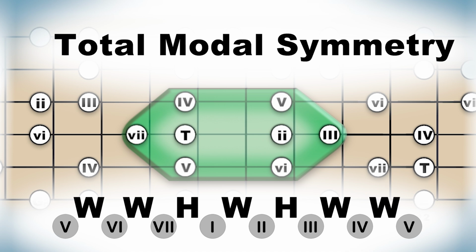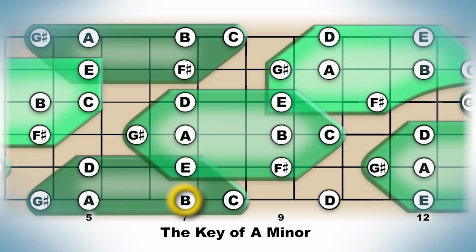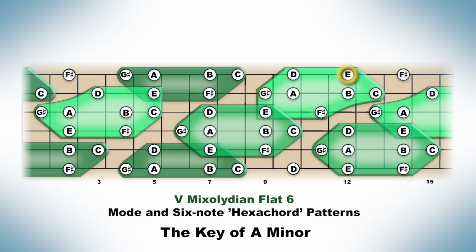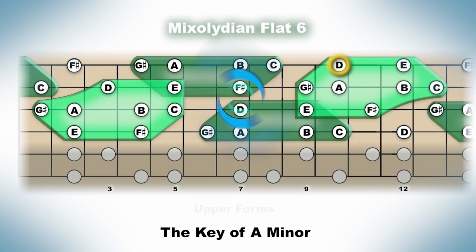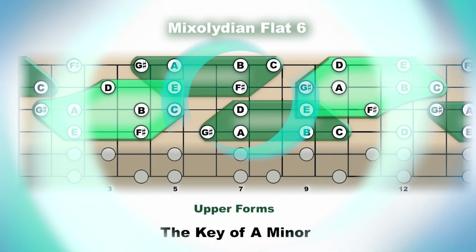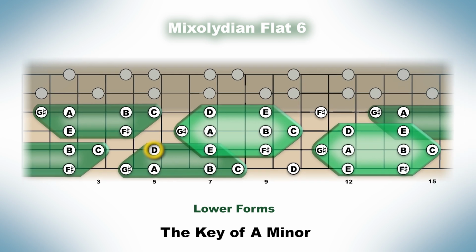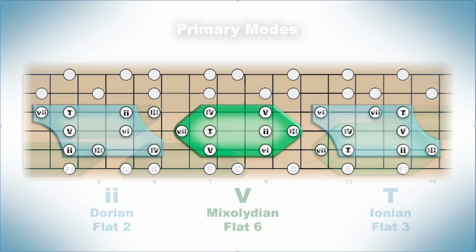Because the 5th mode is symmetrical, and because it has a symmetrical position in the key, the position of the 5th mode of melodic minor on the fretboard likewise follows a symmetrical pattern. Other modes revolve around the Mixolydian Flat 6.